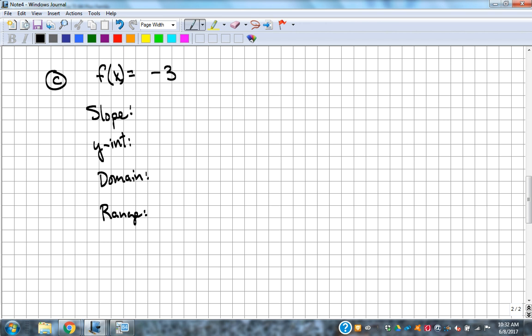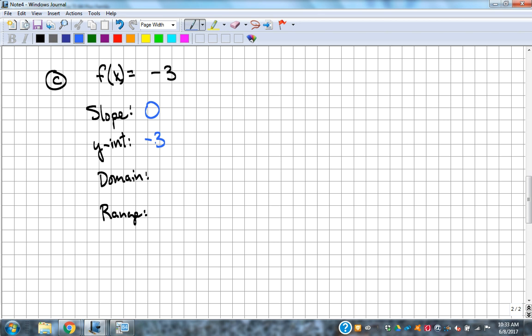So there's not an x term in there. So that means that the slope is not there. So the slope is going to be 0 because it's not there. But the y-intercept is there because that plain number is there. So we have y is equal to -3. So -3 is our y-intercept.